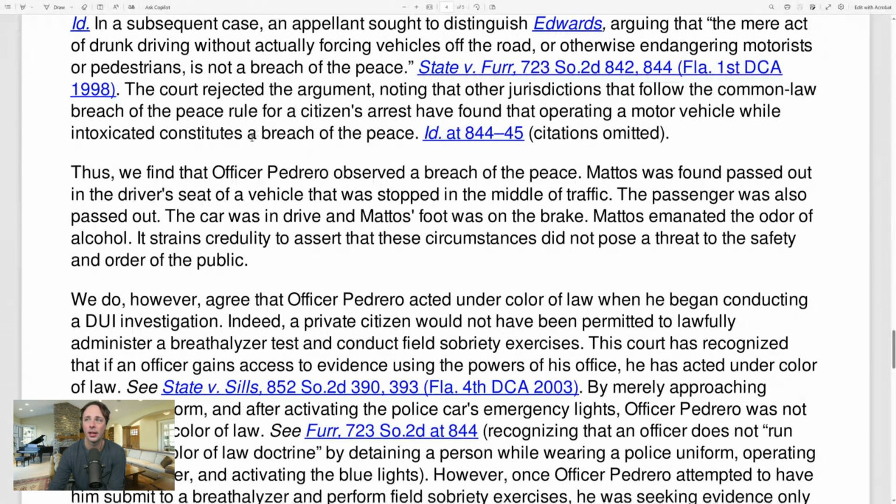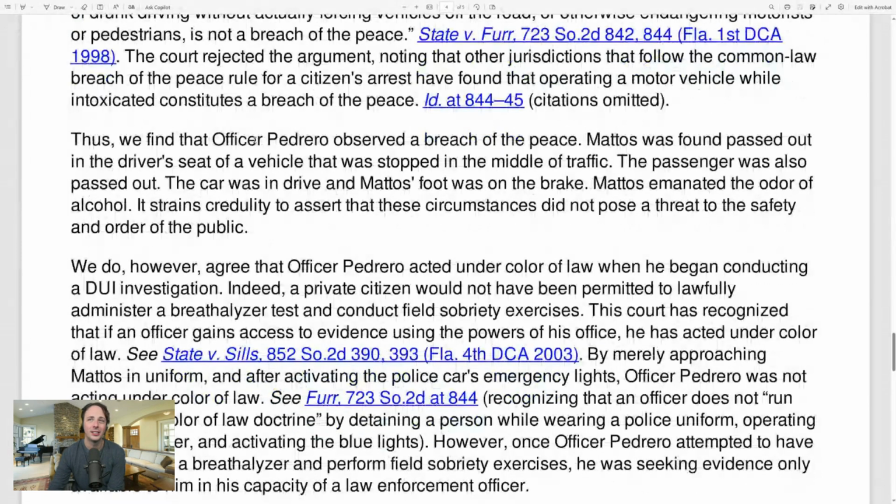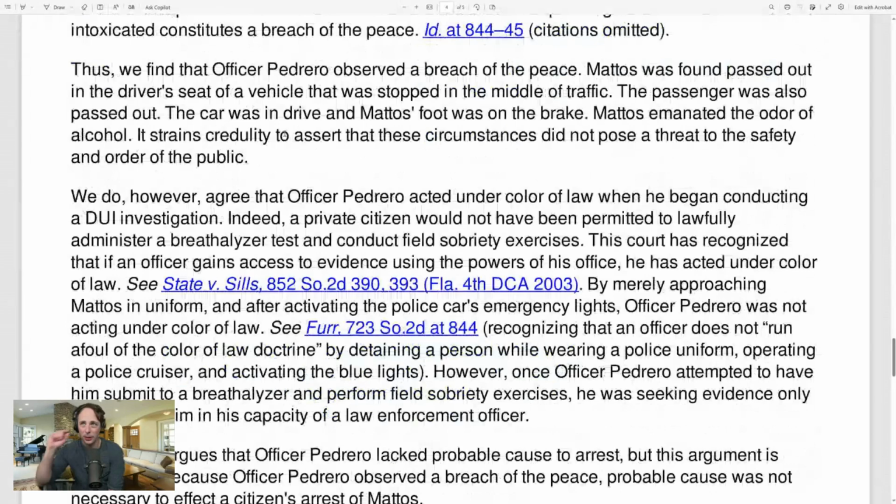Oh, okay. So other jurisdictions here said that, well, even if you're not threatening people because you're not driving all over the road, if you're driving under the influence and you're in your car, that could be a breach of the peace. So thus we find Officer Pedreo observed a breach of the peace. Okay, so just by being drunk in his car, it counted.